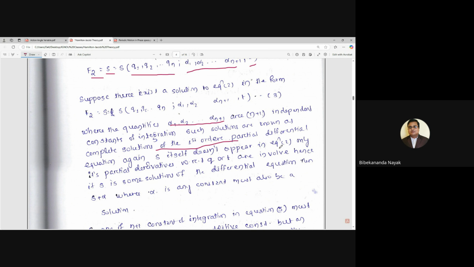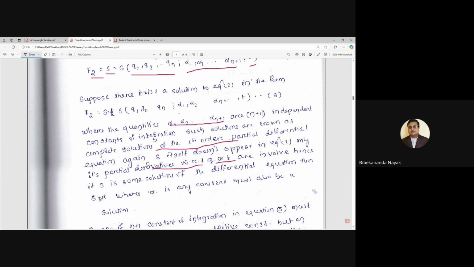S itself does not appear in equation 2; only the partial derivatives appear. That means neither del f2 by del t, nor del f2 by del q1 or del f2 by del q2 appear. The partial derivatives with respect to q or t are involved. And S is some solution of the differential equation.